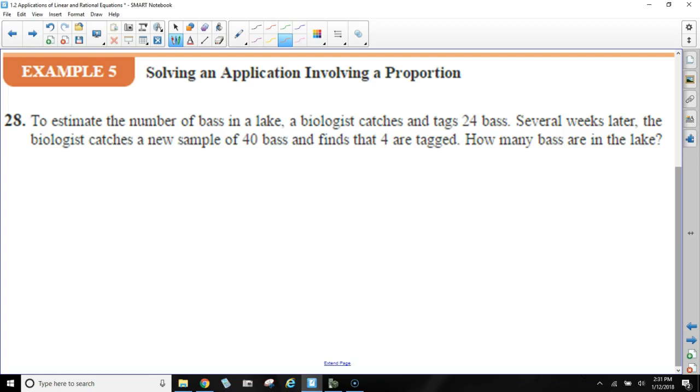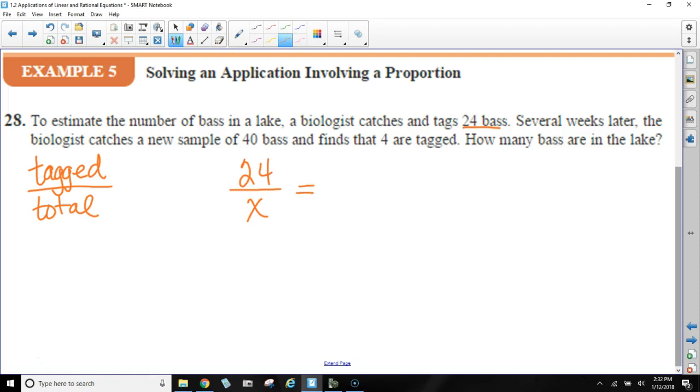So basically what we're going to do is talk about the proportion of the caught and tagged to the total. That is how we're going to set up the fractions, the ratios within the proportion. So on the first go around, the biologist caught and tagged 24 bass. So he tagged 24 out of the total number of bass in the entire lake. That's what we don't know. That's what we're going to let X be.